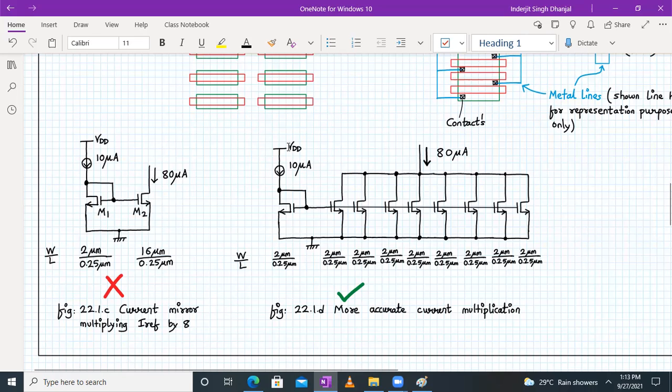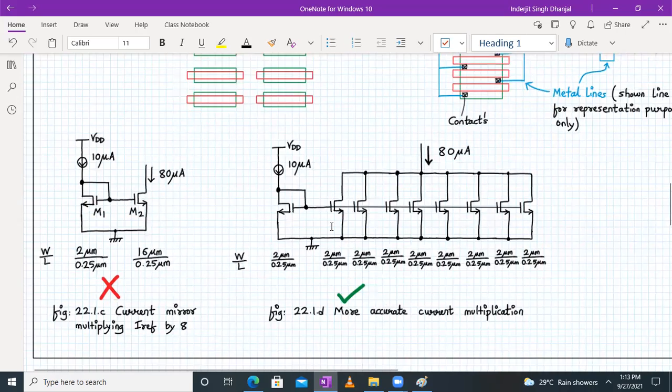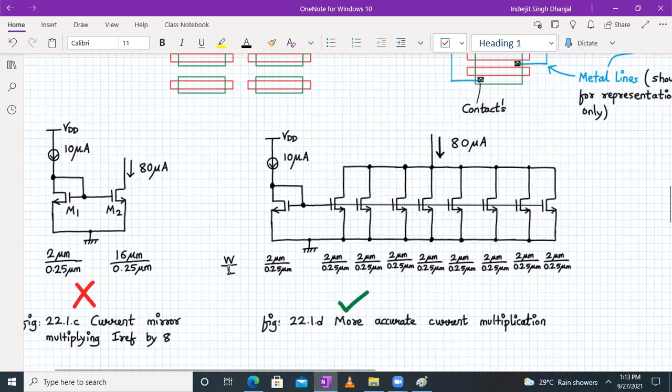What we normally do is we adopt a more accurate current multiplication. So what do we do is we take, we know that I reference is 10 microamperes, right? And we make a 1 unit transistor, right? 1 unit cell we can take. So W by L ratio, let's say of this transistor is 2 micrometer divided by 0.25 micrometer. So this is 1 copy. So we'll make multiple 8 copies of it over here, right?